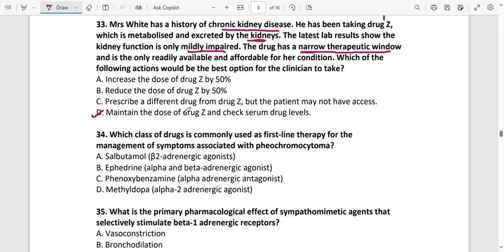Remember here they have the disease of the kidney, and that's where the drug is metabolized. But the kidney is only mildly impaired. And another thing is that there is a narrow therapeutic window. It's narrow, but the kidney is not fully dead. So what you do is you maintain the drug, but go and check the serum level. You'll be checking the serum levels to see if you have reached toxicity, so that you can reduce the dose. Okay.